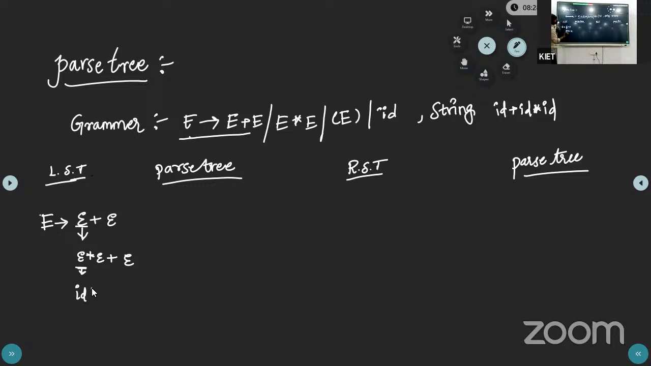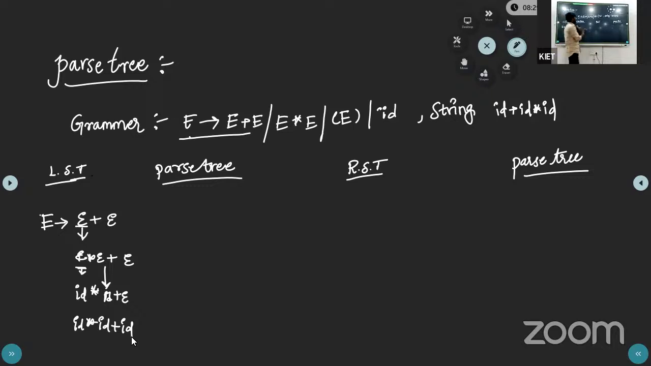Next, again, I replace E with ID in the second step. And in the third step, I replace another E with ID. So this is how we form a derivation using the leftmost derivation.